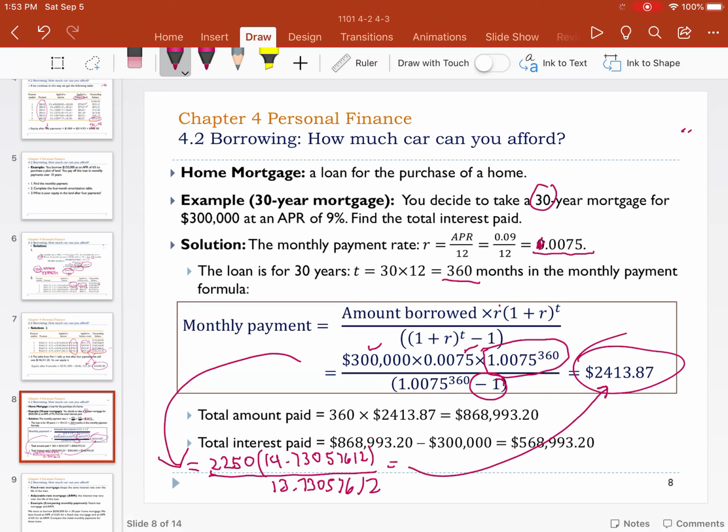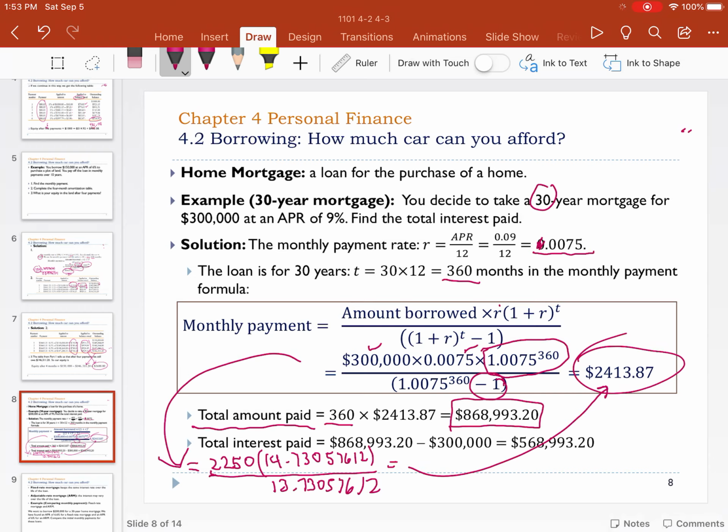Well, one thing that we could do, which I'm kind of obscuring by all my extra work here, is to look at the total amount paid. So let's take a look at what that would be. When you pay 360 of these payments, look at what you're paying. Over $800,000 going on $900,000. It's a lot of money.